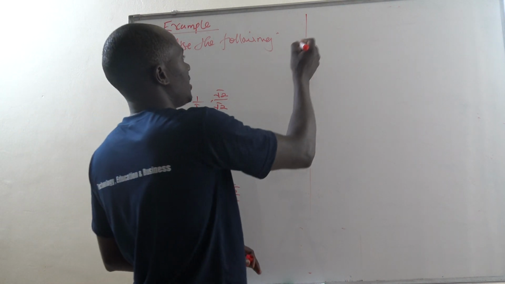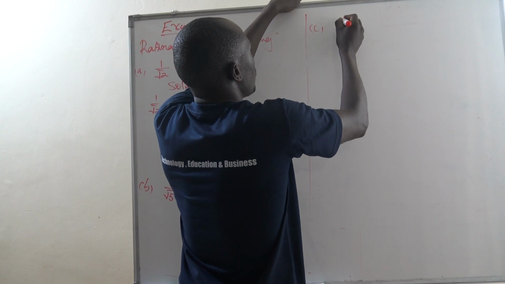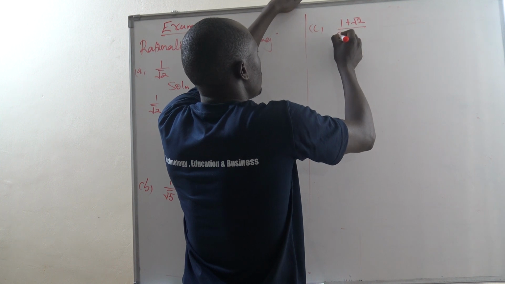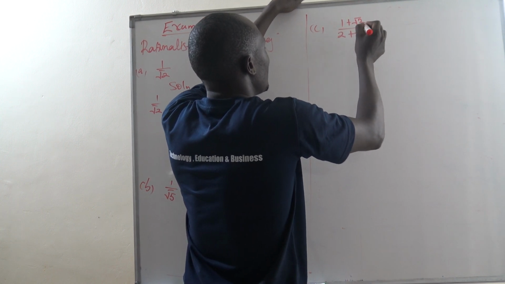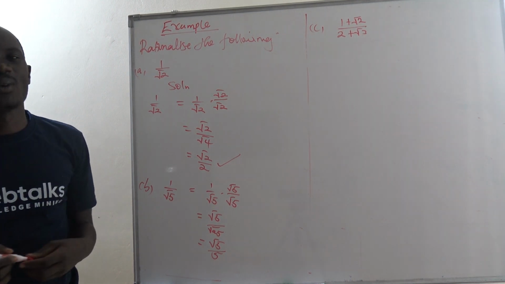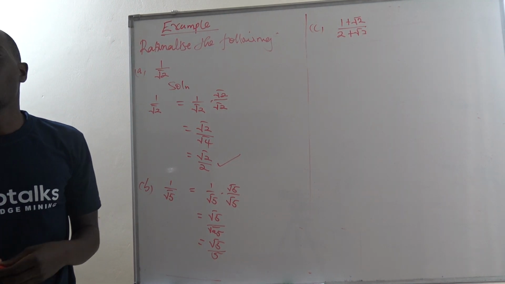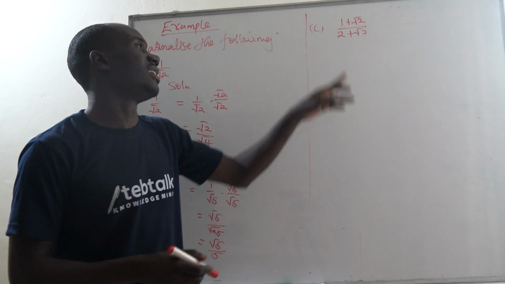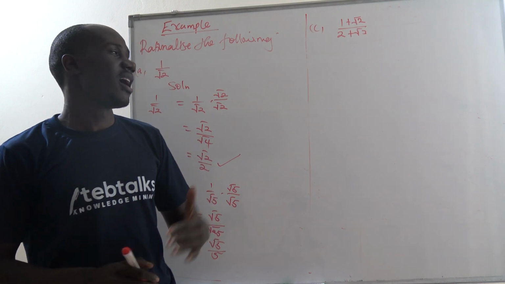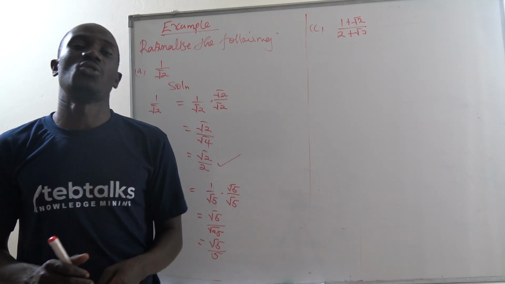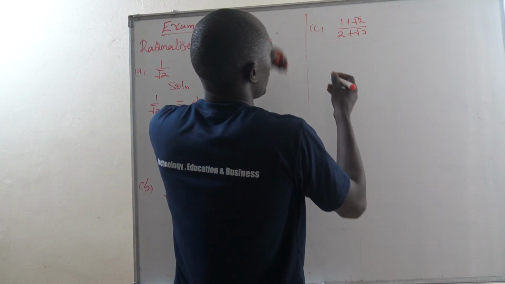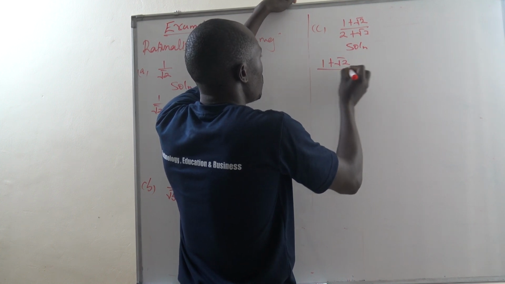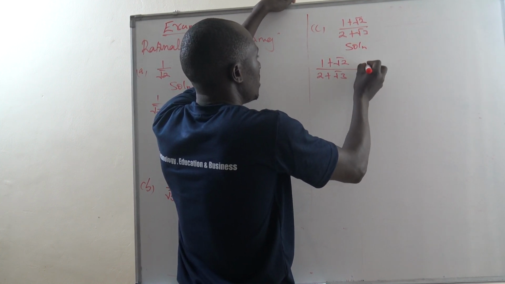So we are now going to part C, 1 plus root 2 all over 2 plus root 3. You can see up it is saying 1 plus root 2 all over 2 plus root 3. What I'm going to do is this. Now you can see this one is involving two numbers and there is a plus. Here we make use of taking a conjugate on the denominator. So this is the solution.